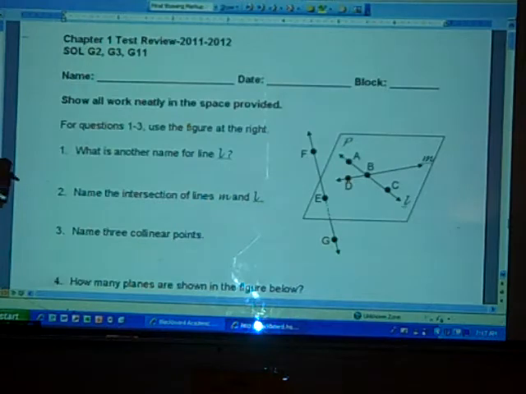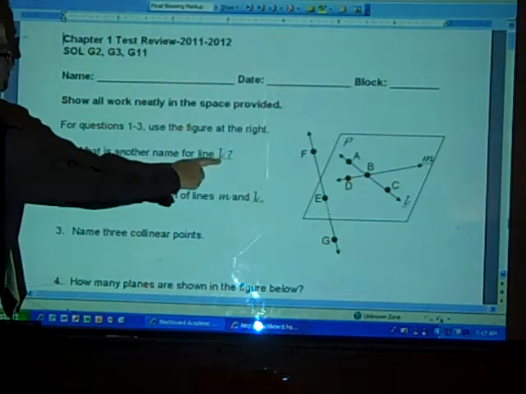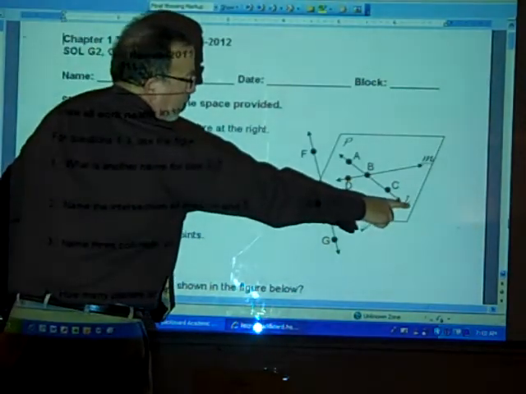This is your Chapter 1 test review. For questions 1 through 3, we're supposed to use the figure at the right. Number 1 says, what is another name for line L? Line L is right here.